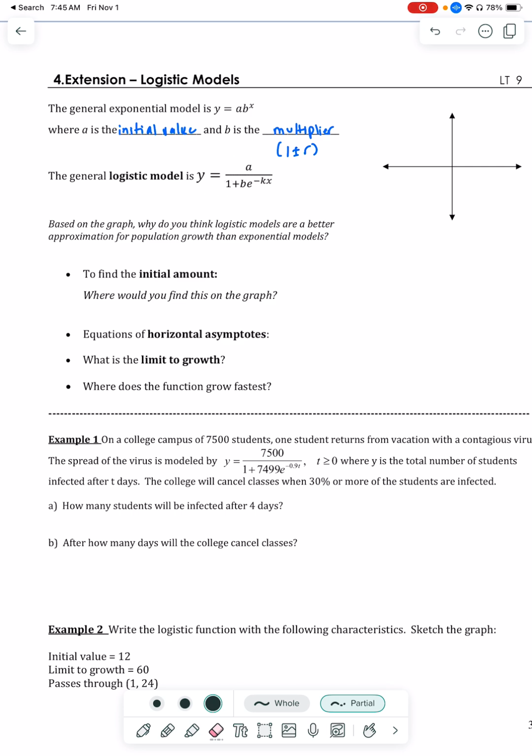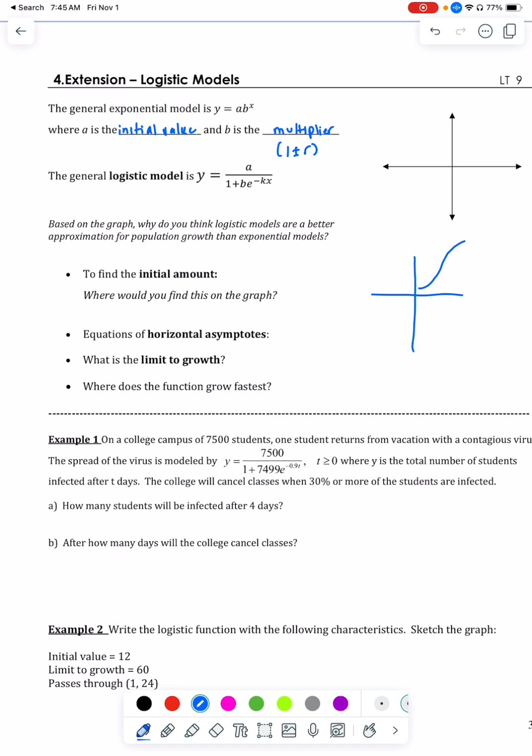It says, based on the graph, why do you think the logistic model is a better approximation for population growth than exponential models? What makes them better? If you were to graph this logistic model, it's normally going to look something like this, and it's going to plateau.